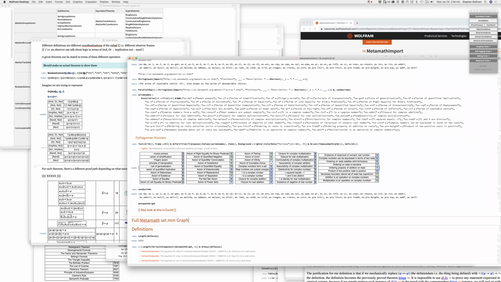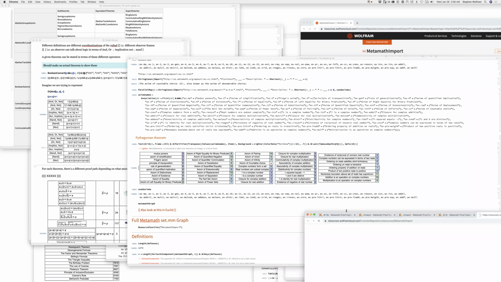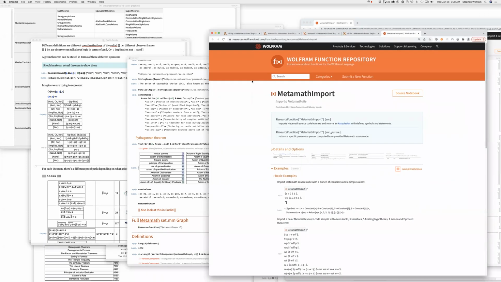Okay, how do we get that? Just use Metamath import. I don't know how long it would take. Just use an example. I think I have one there that returns a graph.